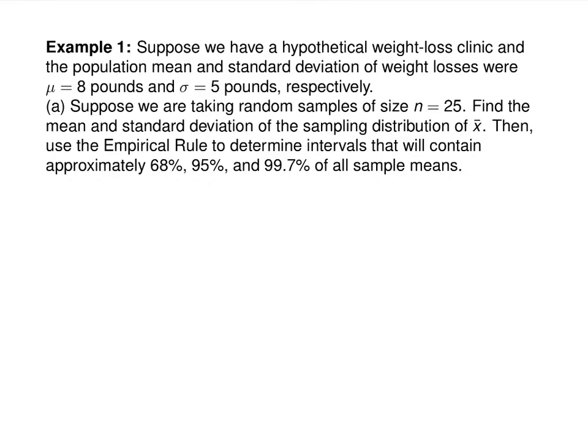Okay, so suppose we're taking random samples of size 25. Find the mean and standard deviation of the sampling distribution of X bar. First, the mean. The mean is the same as the population mean, which is 8. And the standard deviation of X bar is sigma over root n, which is 5 over root 25. It's going to be 1.